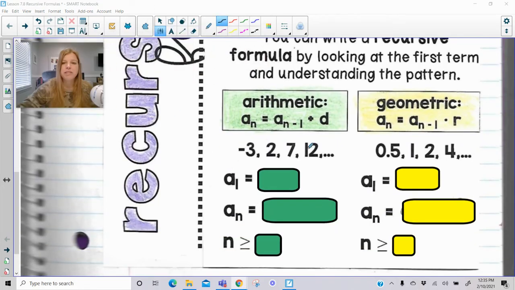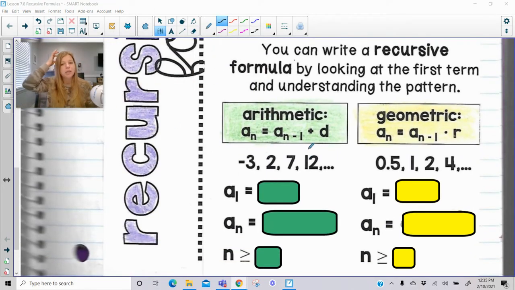So now I need to show you the difference between what a recursive formula looks like, how you write it, based on if it's an arithmetic sequence, which, remember, an arithmetic sequence means that you are always adding by the same amount or decreasing by the same amount using addition or subtraction. And then geometric is always you have a common multiplier r, that common ratio.